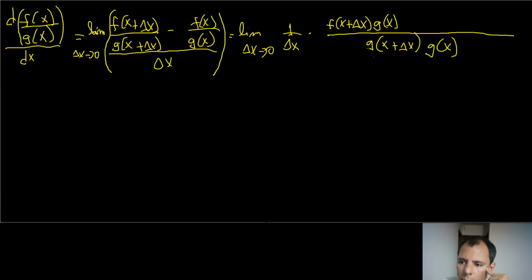Why? I'm getting the denominator and I'm dividing by this denominator here. So g of x plus delta x times g of x, divided by g of x plus delta x, the result is going to be g of x. So the result you multiply to the numerator, right? So f of x plus delta x times g of x, minus, and here you have an f of x, which is this one here, times what? Times g of x plus delta x. Okay. So you have the limit of this whole thing.